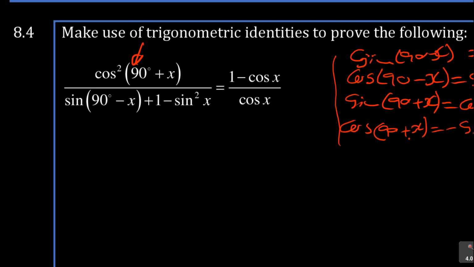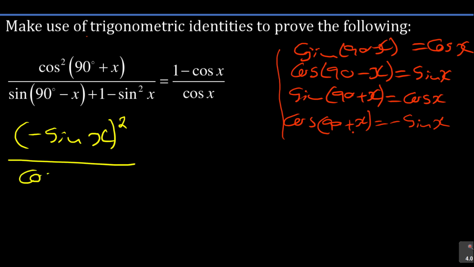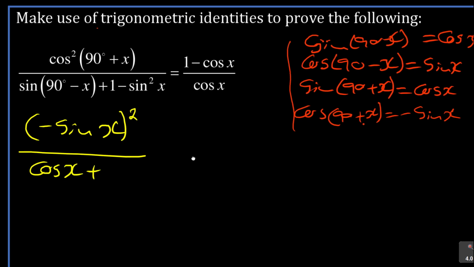If you give me in here cos squared (90 plus x), you have seen here that this is negative sin x. So what you do is I put a bracket and then I say cos (90 plus x) is negative sin x, squared, over sin (90 minus x). Where sin (90 minus x) is cos x. So this is cos x plus, now what is, I don't know why they made it so much.